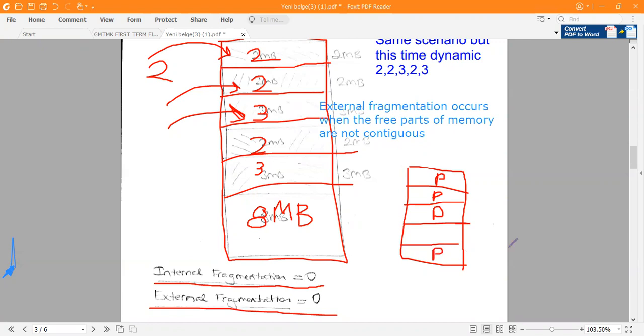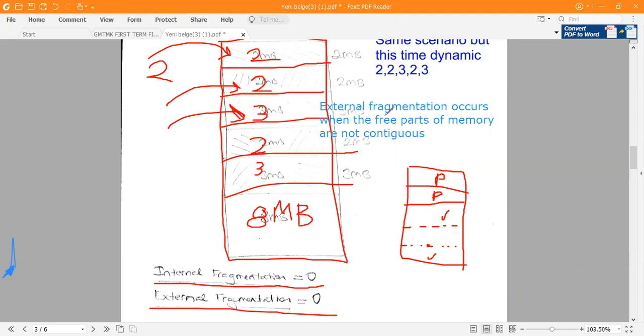Think about when the last two processes finish execution. Normally, one process was here, okay, and the other one was here. But when they are removed, this space is contiguous. It means the empty spaces are coming one after the other.